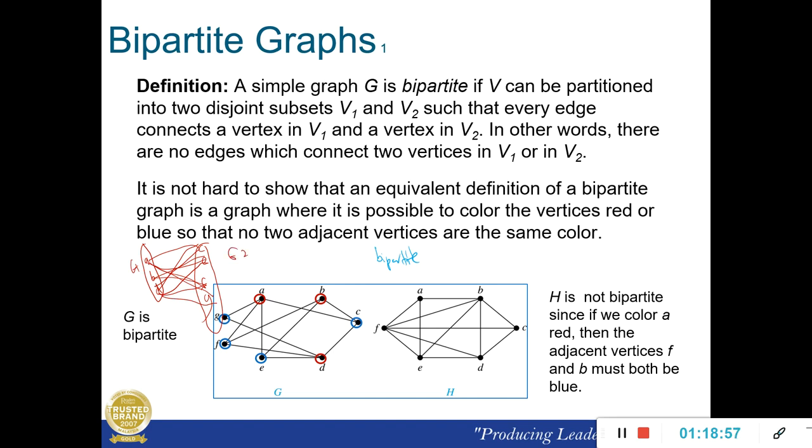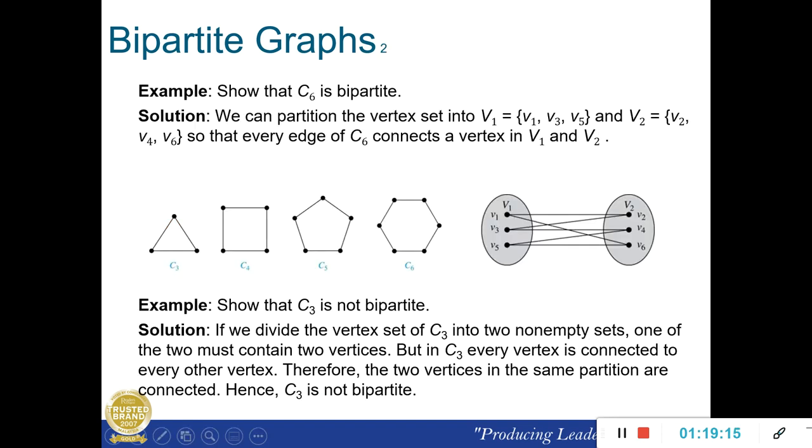There are no edges within group one and no edges within group two; edges only exist between different groups. This other graph is not bipartite, since if we color one vertex red, then the adjacent vertices F and B must both be blue. So you cannot separate this into two groups. So this is not bipartite.